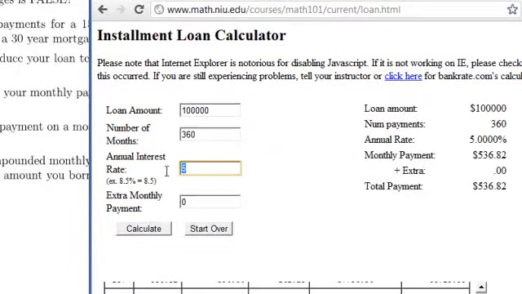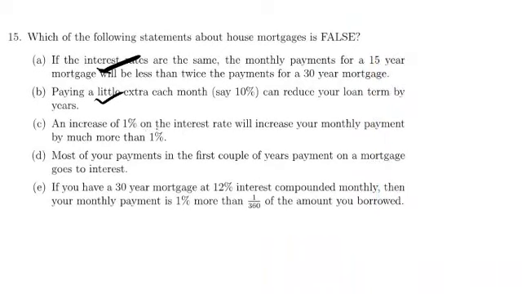Let's increase it to 6%. Let's see if the payment goes up by more than $5, which I'm guessing it will. Oh yeah, it does. So that is definitely true. Let's go back to 5% again. You see how it went from 590 to 536. That's much more than $5. So if you increase your interest rate by 1%, your monthly payment will definitely go up by more than 1%.